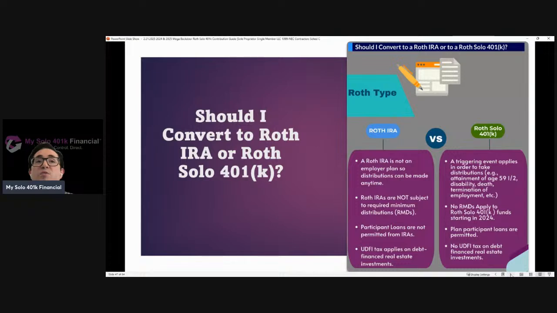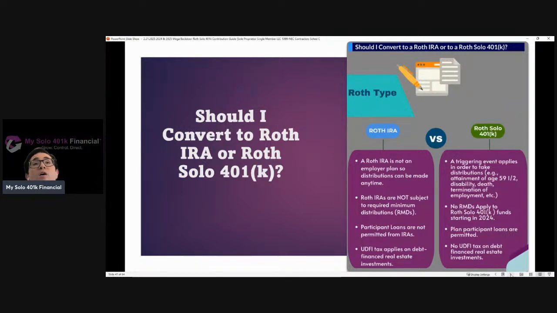The name of that tax is referred to as unrelated debt finance income tax, or UDFI, but there's an exception for debt financed real estate investments inside a solo 401k. There isn't that same exception for debt financed investments inside a Roth IRA. So that's a big advantage for those that want to invest in those types of investments. And that would be another reason that they would choose to transfer those voluntary after-tax solo 401k funds to a Roth solo 401k.